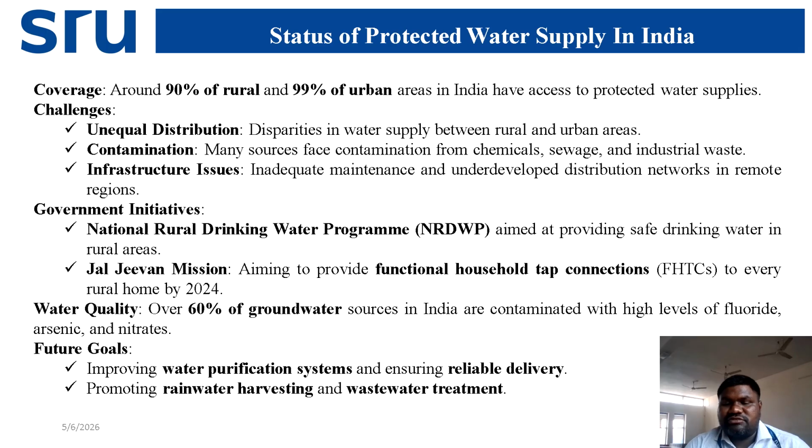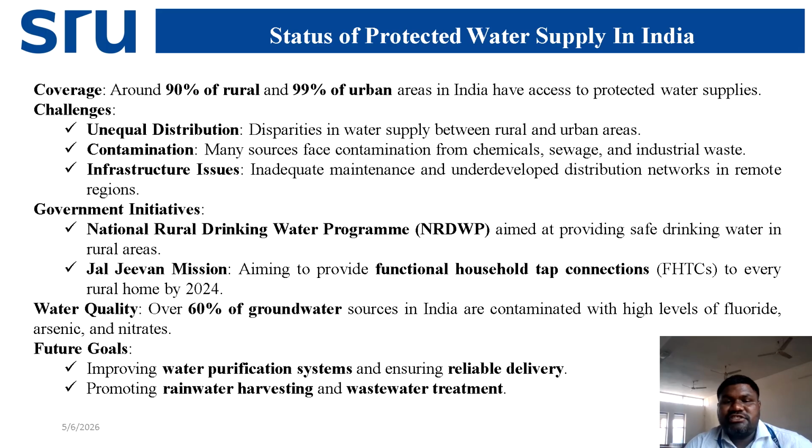Those things we discussed. Right now, how much protected water exists on the earth? Around 90% of rural and 99% of urban areas in India have access to protected water supply. Still, we are facing some problems. Those challenges: first one, unequal distribution.